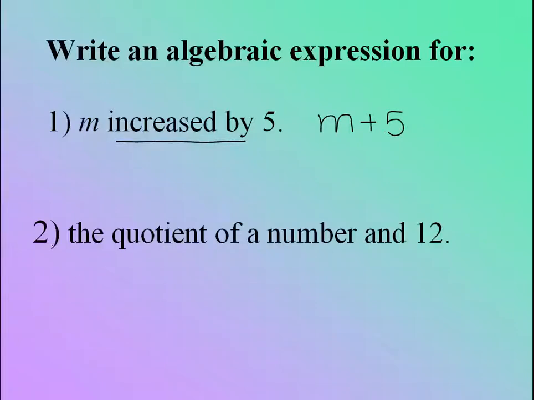Second, the quotient of a number and 12. If we go back, we know that the quotient means the answer to a division problem. So this means we're going to divide some number by 12. Now we don't know what that number is, so this is where we use a variable. We can use any variable we want. I'm going to use n to represent a number, so n over 12. We like to use the fraction bar to indicate division.